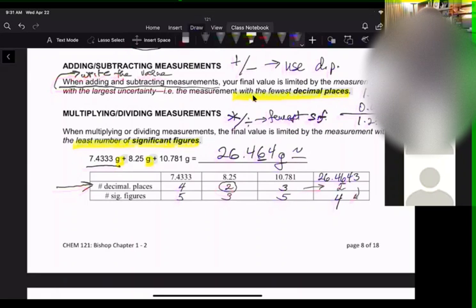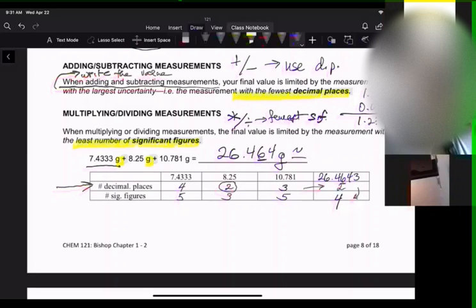Oh, I don't understand why it's 4. Well, because it's addition, we're going to look at the decimal places. After the decimal? Yes, after the decimal.